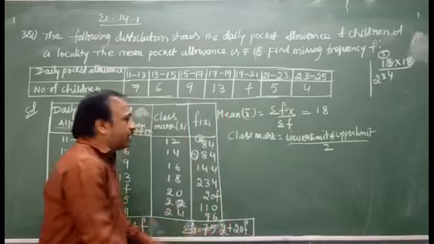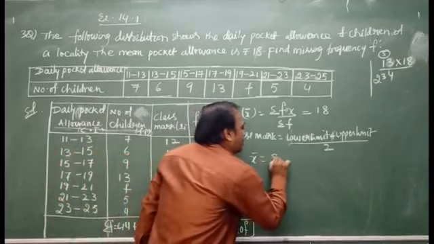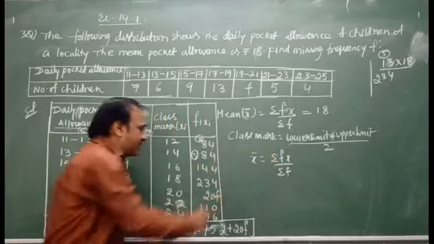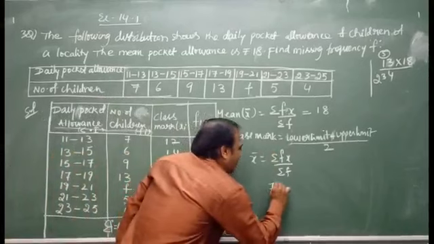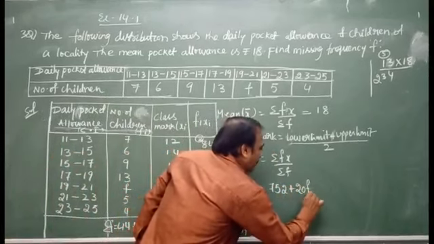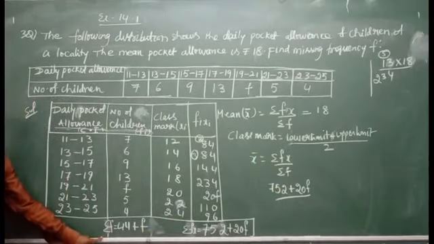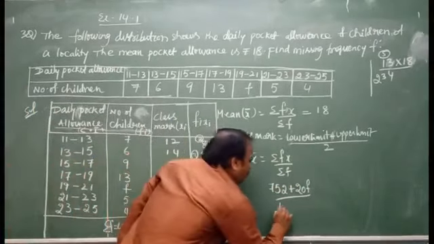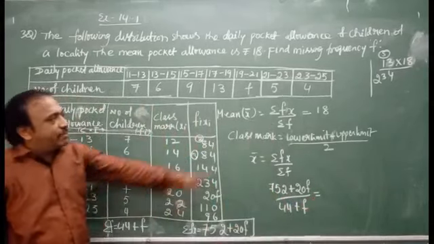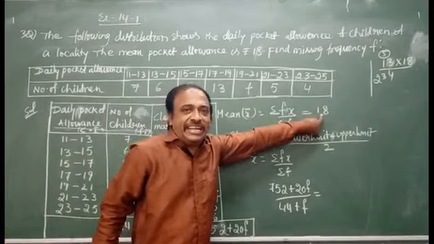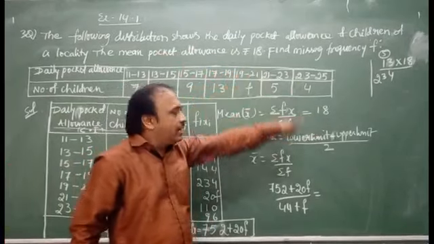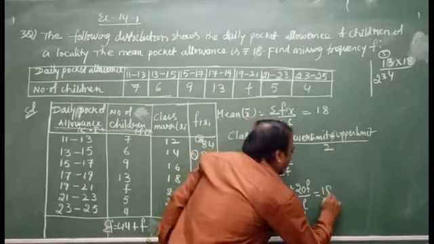When you substitute x bar is equal to sigma fx by sigma f, sigma fx by sigma f is 752 plus 20f by the sigma f value 44 plus f, equal to what is the mean given in the question, that is 18. Mean pocket allowance is rupees 18. So 18 equals 18.